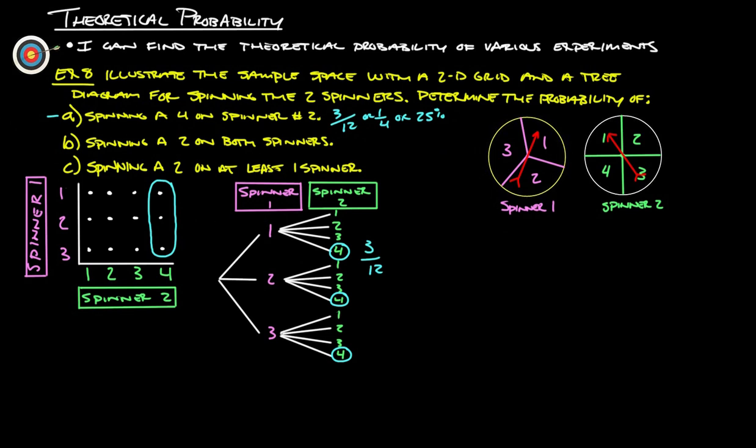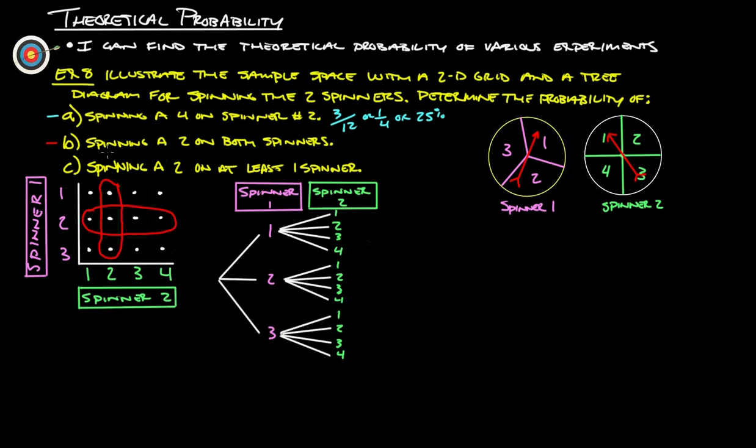All right, let's take a look at B here. Spinning a 2 on both spinners. Let's see if we can get rid of some of this extra stuff so it's not as confusing. Spinning a 2 on both spinners. On spinner 1, we'd have to spin a 2, so that would be all of these here. And then on spinner 2, we also have to spin a 2, so that would be all of these here.